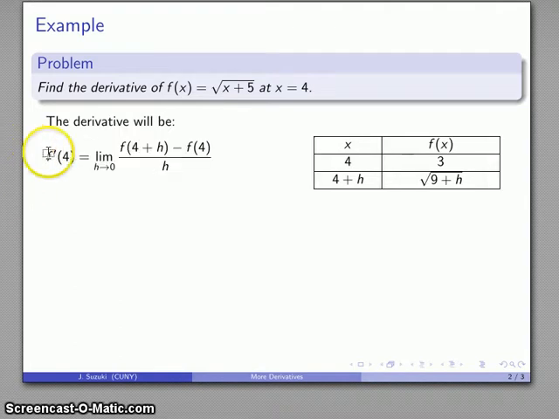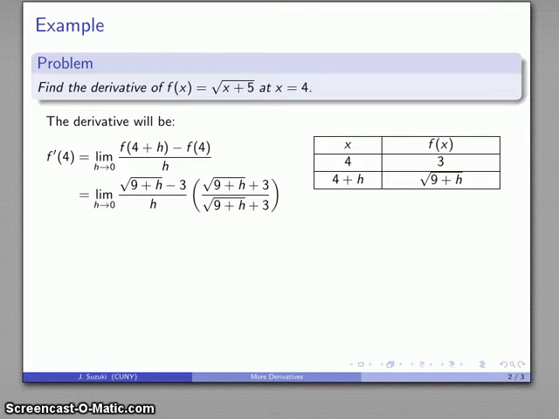So all I'm doing here is copying down the definition of the derivative: the derivative of f at 4 is the limit as h goes to 0 of f of 4 plus h minus f of 4 over h. And the nice thing about the table organization is that I can just look up these values. f of 4 plus h, well, here it is. f of 4, there it is, and I can just substitute them in as my initial expression. And as h goes to 0, the numerator goes to square root of 9 minus 3, that's 0 over 0. This is an indeterminate form, so I have to do something.